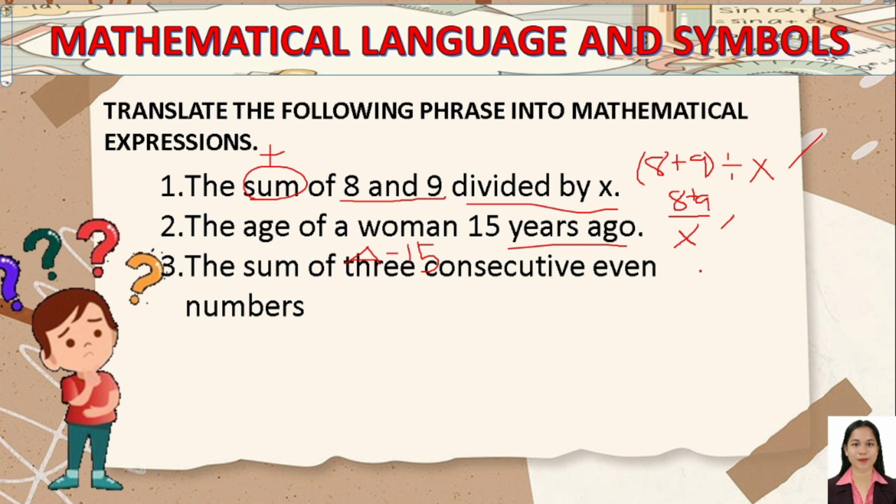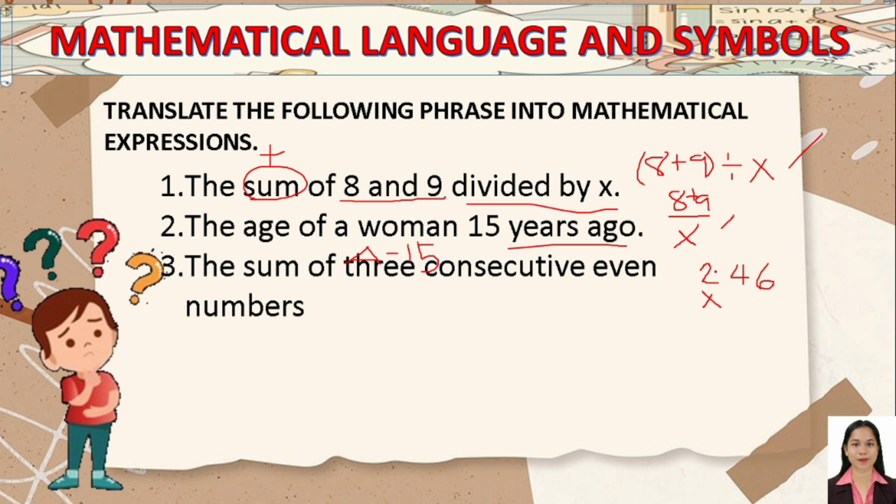Di ba meron tayong even numbers na 2, 4. Say for instance, meron tayong 2, 4, 6. So, 3 consecutive. Sunod-sunod siya. And, say for instance, ililet natin si 2 as x. So, ito yung pinaka-first even integer natin, which is 2.